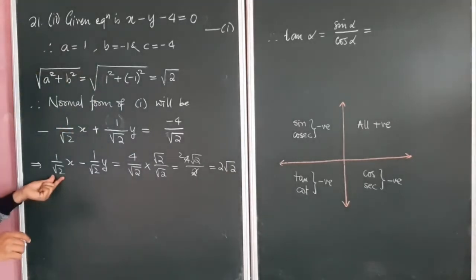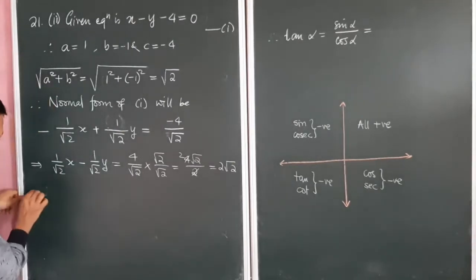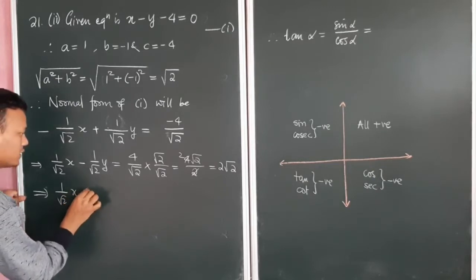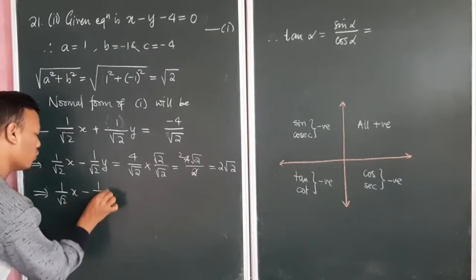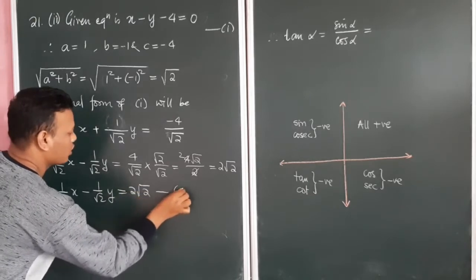So this becomes my what? This becomes my cos alpha. This becomes my sin alpha. Okay. So from here, let me write once more, 1 by root 2 x minus 1 by root 2 y equals to 2 root 2. Let me call this equation 2.